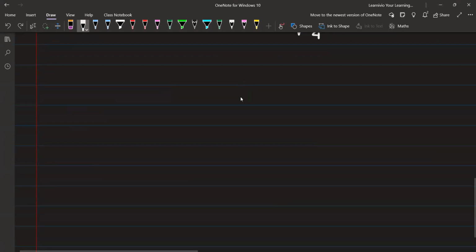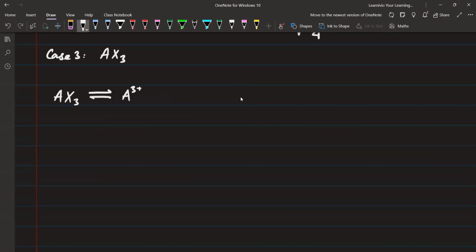केस 3 लिखिएगा। When you have AX3 type of salt, ठीक है? तो AX3 will break into, tell me कैसे ब्रेक होगा बताओ, पुराने वाले केस से बोलो। A3 positive plus 3X negative. I have S amount of A, how much will be X? 3S. Very good.